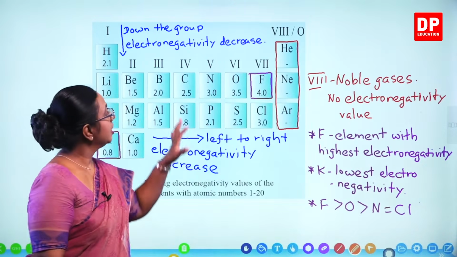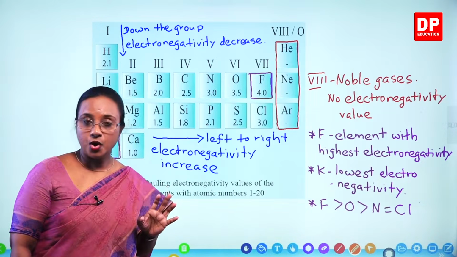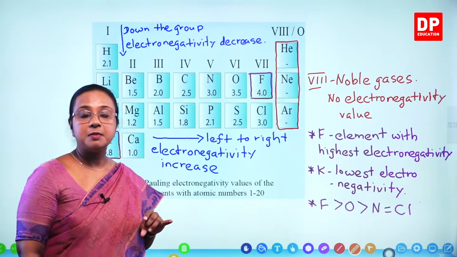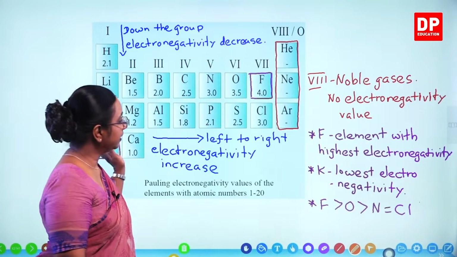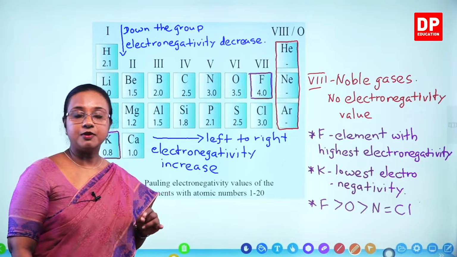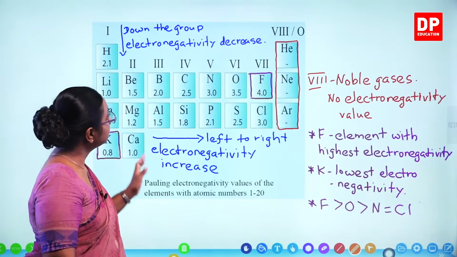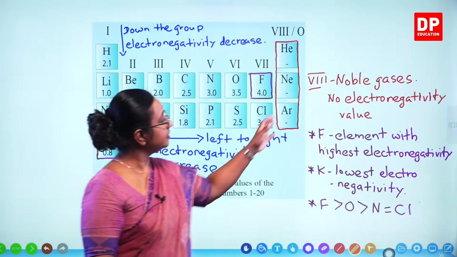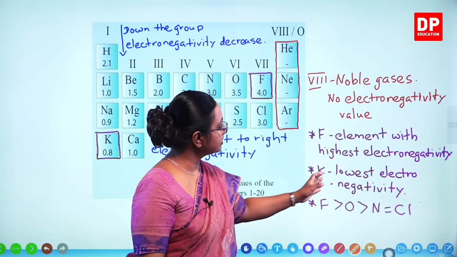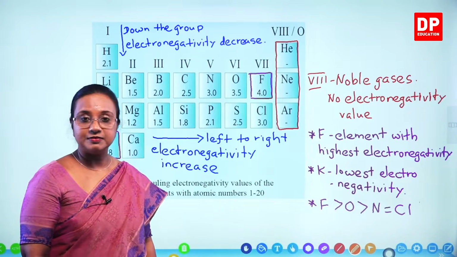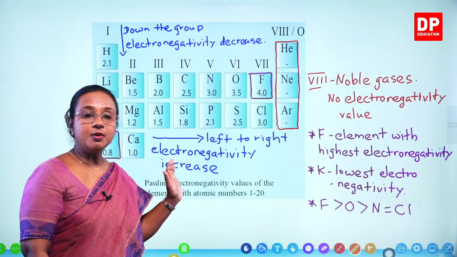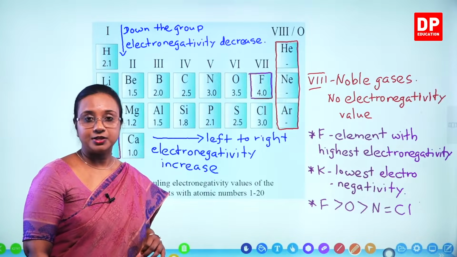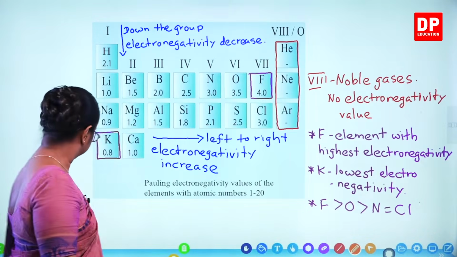Remember students, you don't have to memorize all the values, but you have to understand these patterns: how it increases along the period from left to right, decreases down the group from top to bottom, and these elements with the highest and lowest electronegativity values. Now, we will look at a graph which shows all these electronegativity values.